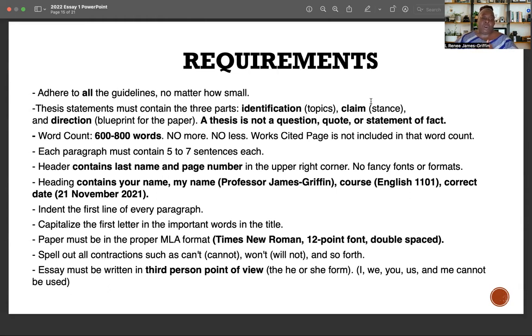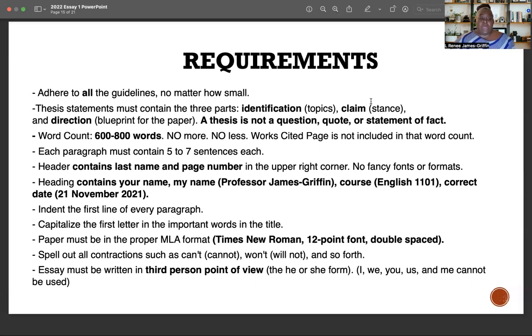One, you have to adhere to all the guidelines, no matter how small. Your thesis statement must contain the three parts: identification, claim, and direction. We will talk about that in more detail, but the main thing is to know that a thesis is not a question, it is not a quote, and it is not a statement of fact, okay? A thesis has to be something that can be argued, that can be disputed.